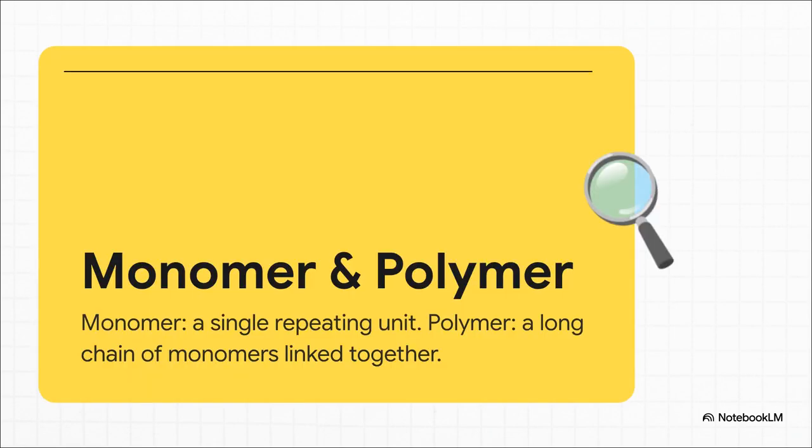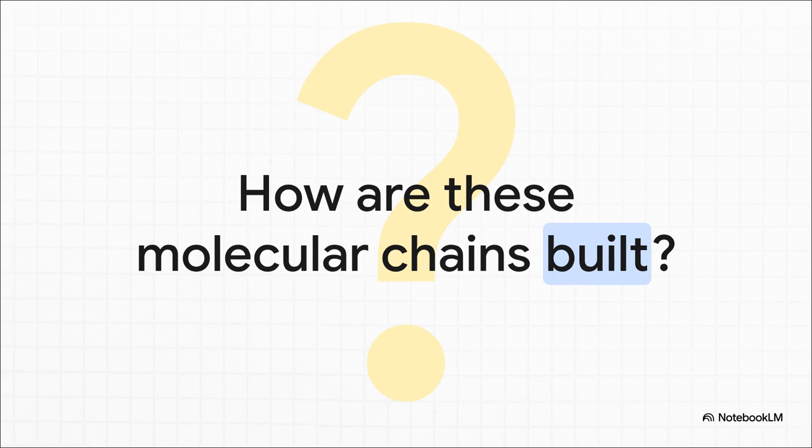So to really get how these massive molecules are built, you just need to know 2 key ideas. The first is a monomer. It's the single basic building block, the individual Lego brick. And when you link a whole bunch of those monomers together, you get a polymer. That's your finished Lego castle. Simple, right? Okay, so that brings up a good question.